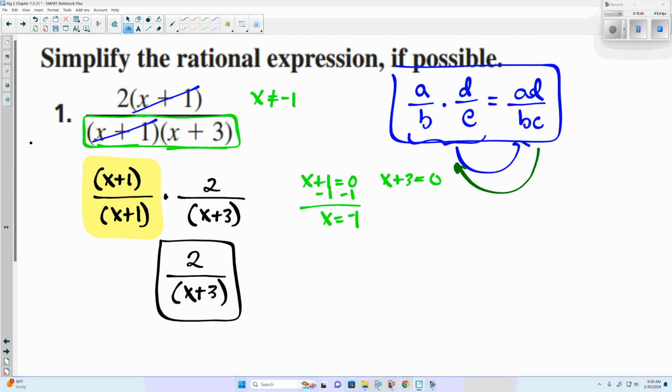Almost, because we still have the x plus 3. Here again, we can solve for x. We can subtract 3. So it's telling us that if x is equal to negative 3, it will cause the denominator to be 0. So x cannot be negative 3.